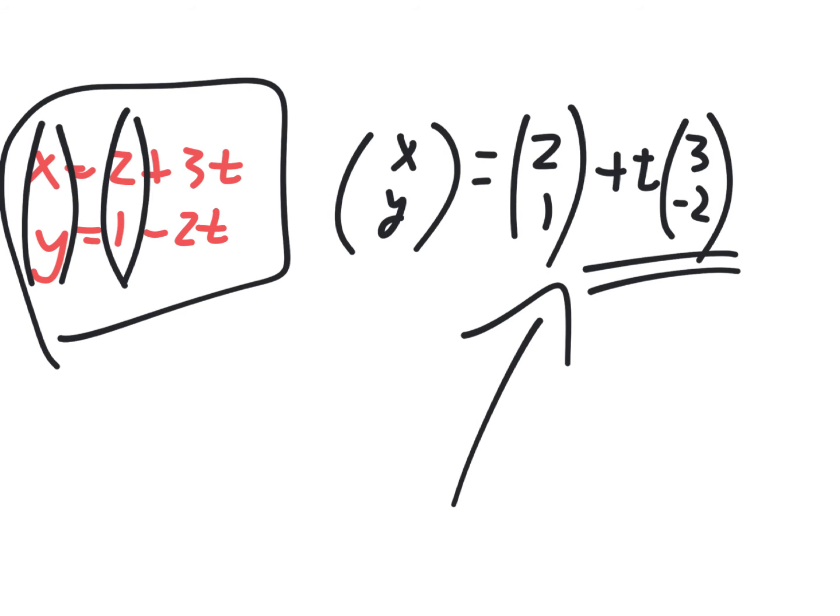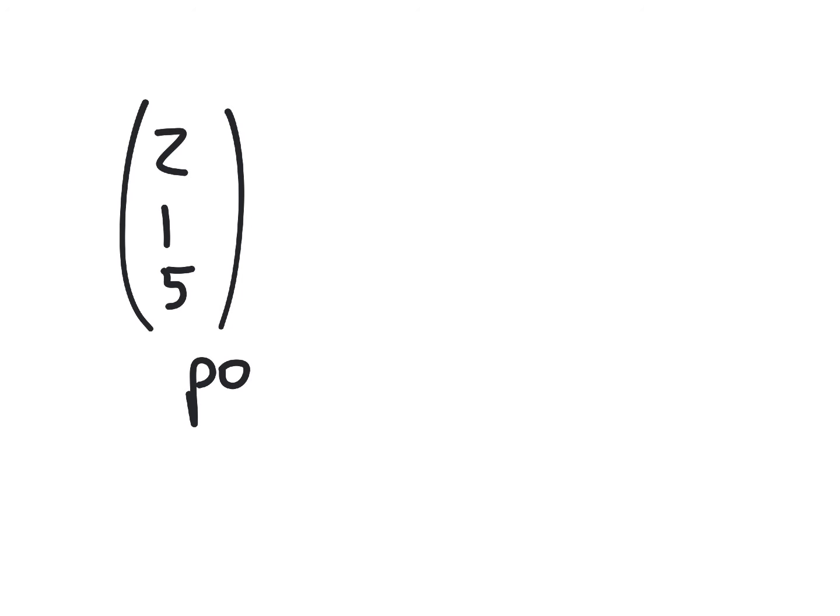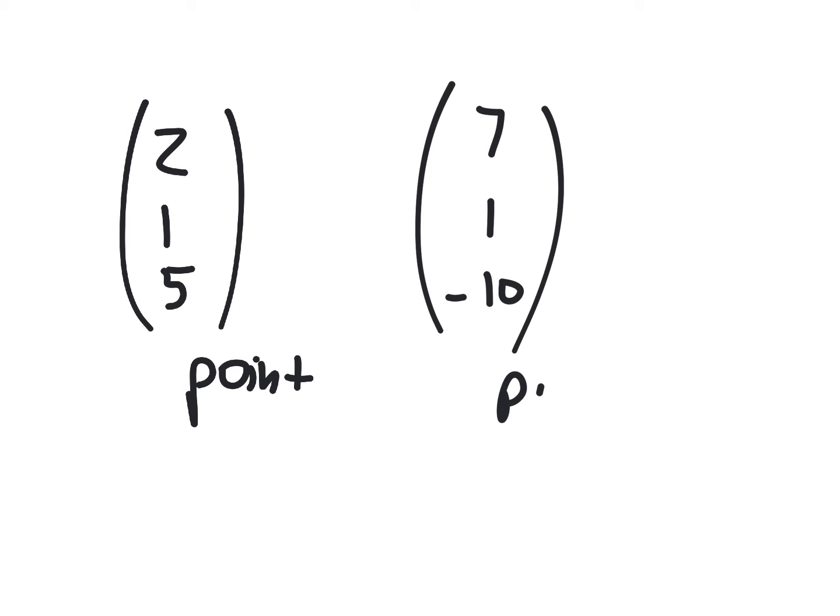Okay. I don't want to tell you everything that you're going to need to know on this little practice test, but that's a few things. Let's go back to the basics. I give you 2 points. You give me a vector. 2, 1, 5. This is a point. 7, 1, negative 10. That's a point. Make a vector out of that.